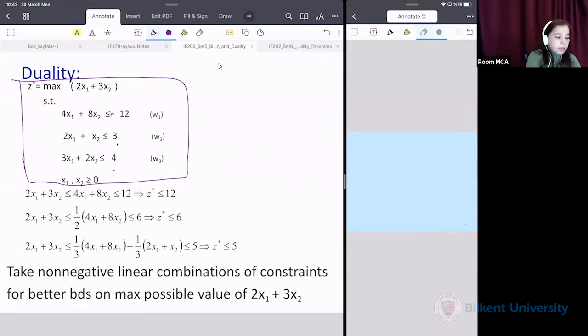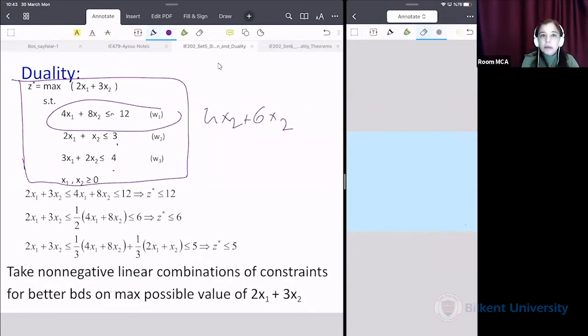Now, let's focus on the first constraint. It says 4x1 plus 8x2 cannot be more than 12. Now, look at the objective function, 2x1 plus 3x2. If I multiply the objective function by 2, I'm going to get 4x1 plus 6x2. Well, this is definitely less than or equal to 4x1 plus 8x2 because everybody is non-negative. And I know this is less than or equal to 12 because that's my constraint. So my objective can never be larger than 12, because a portion of it is bounded by it.